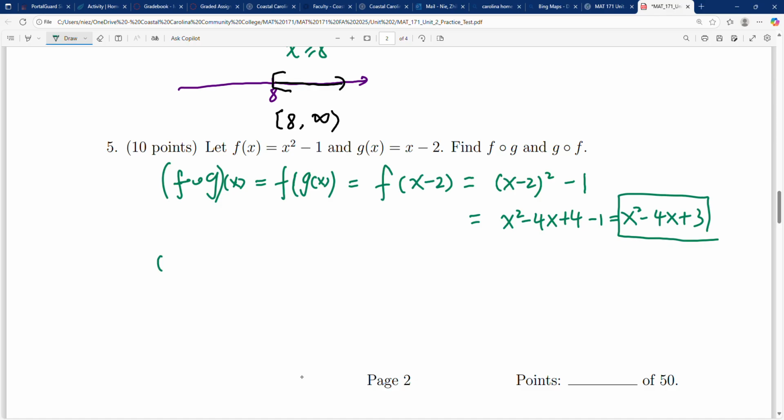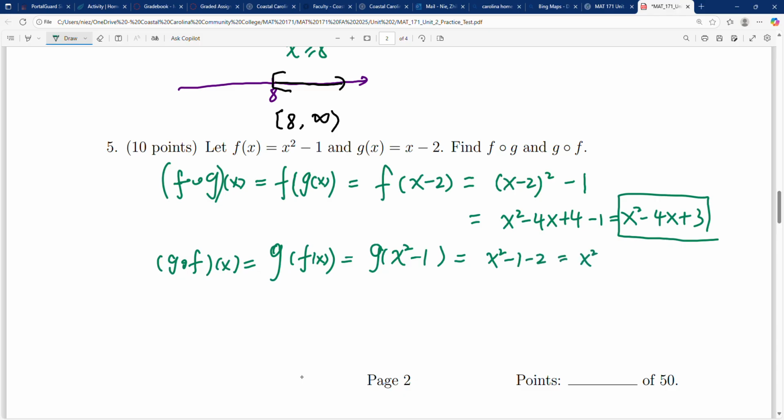Next one is g circle f of x. This one is similar. Let's follow the process: g of f of x, where f of x equals x squared minus 1. So it's g of x squared minus 1. And g is what? g is x minus 2. So I replace x with x squared minus 1: x squared minus 1, then minus 2. So it's x squared minus 3.